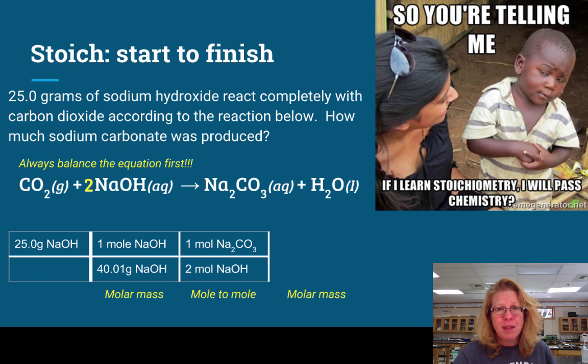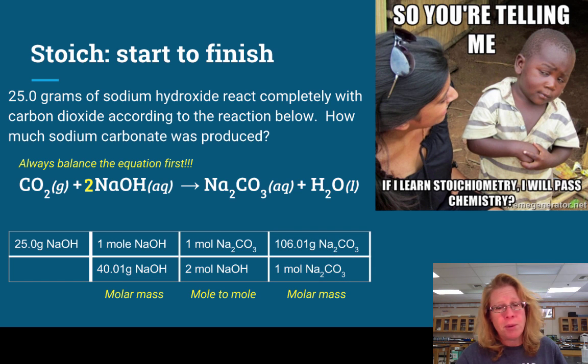And then the last step to go out, again, we have to do another molar mass step. We've got moles of sodium carbonate, and I want to know how many grams. So that's a molar mass step. That 106.01 comes from the periodic table masses added up. So it's 2 sodiums plus 1 carbon plus 3 oxygens gives us 106.01 grams as the molar mass. So now it's just a matter of mathing it out.